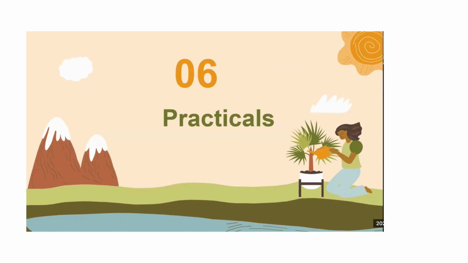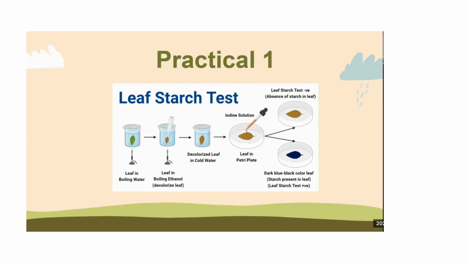So we talk about some practicals in your unit. The first one is the leaf starch test. In this test, first we boil the leaf, then we boil the leaf in ethanol. After that, we put the leaf in cold water, and when the leaf is cold, we add iodine solution. Why do we do so many steps to identify starch?